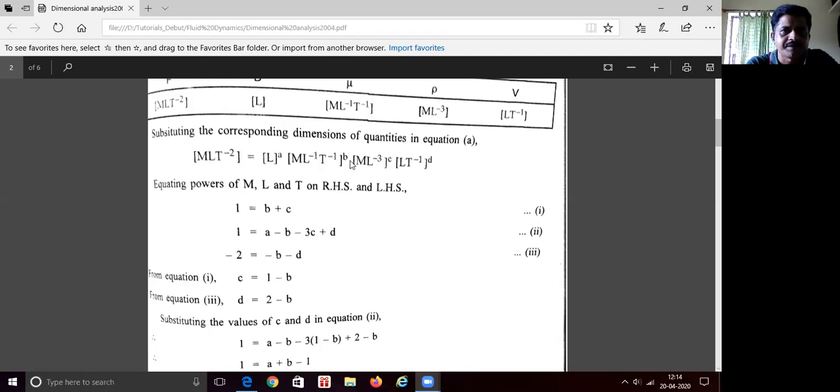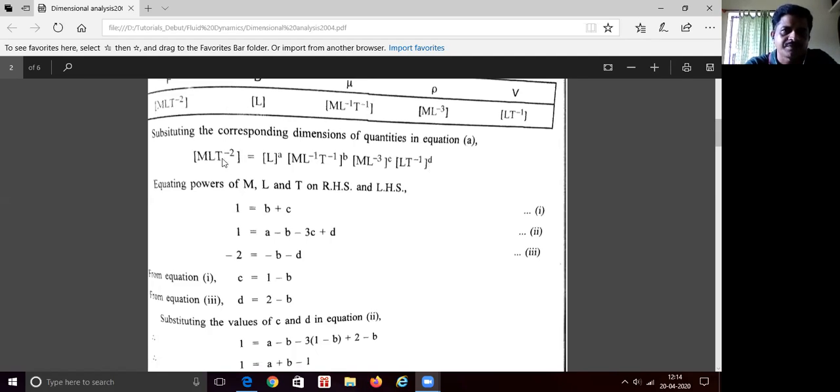So let us take the power B. And then if you go to one more term, M L minus 3 raised to C, the M raised to C can be written here. On the left hand side, the power of M is 1, and on the right hand side, the power of M is B plus C. That we have written. Similarly, let us equate the power of L. Power of L on the left hand side is 1, and power of L on the right hand side is A plus minus 1 into B, that is minus B, plus minus 3 into C, that is minus 3C, and raised to 1 into D, that is D.